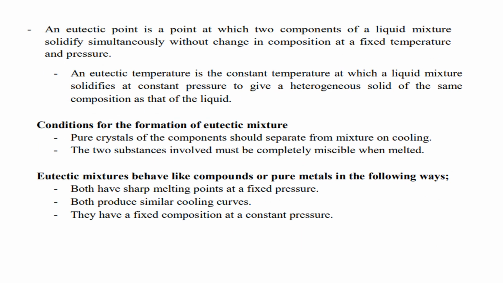Now, proceeding, we also have the definition of eutectic point, and as I've already been explaining, a eutectic point is a point at which two components of a liquid mixture solidify simultaneously. This word is key. Or someone can say solidify all at once if this word gives you problems. A eutectic point is a point at which two components of a liquid mixture solidify simultaneously without changing composition at a fixed temperature.